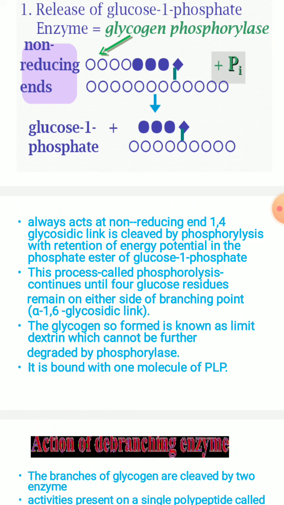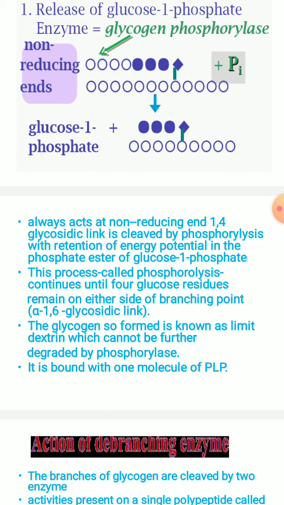So the glycogen which is formed is known as limit dextrins, which cannot be further degraded by the action of the phosphorylase enzyme, that is glycogen phosphorylase. Once limit dextrins are formed, the phosphorylase enzyme cannot act upon them any further.